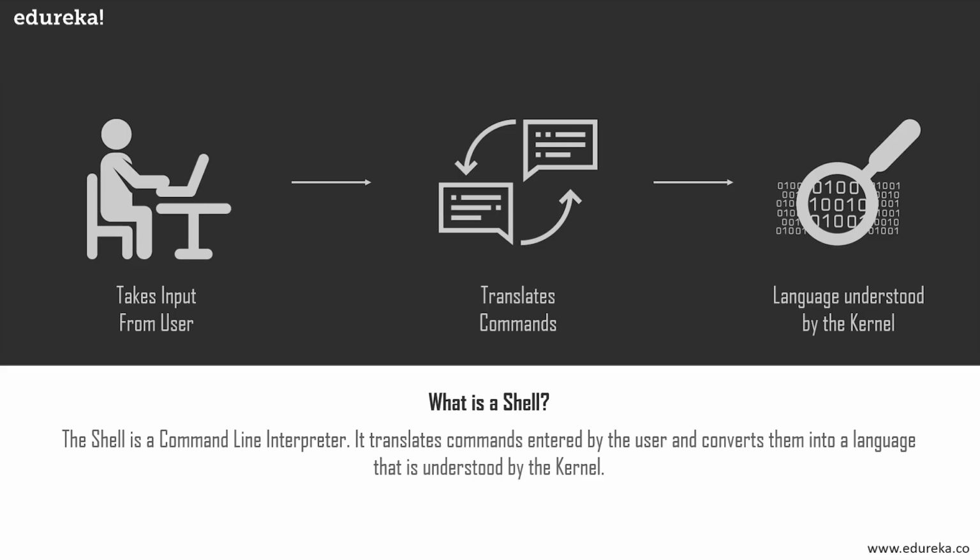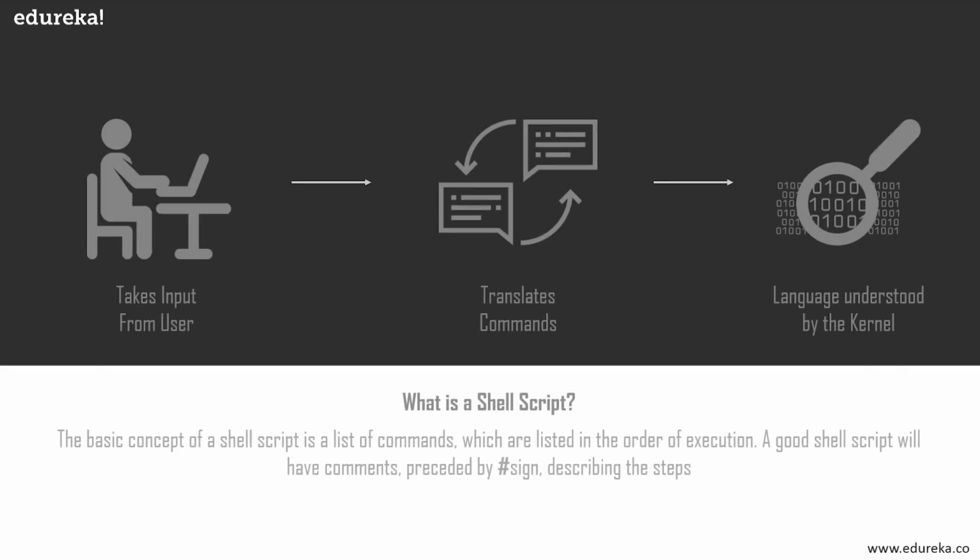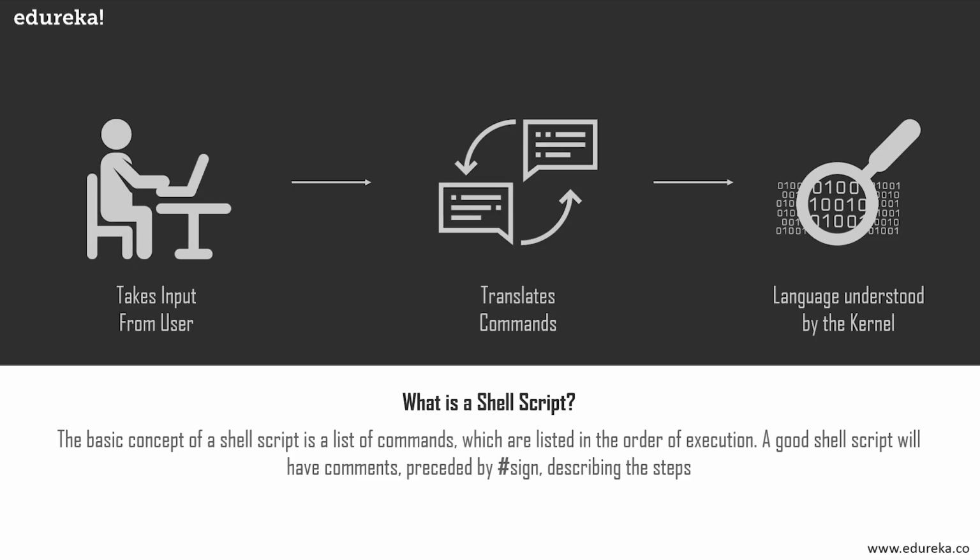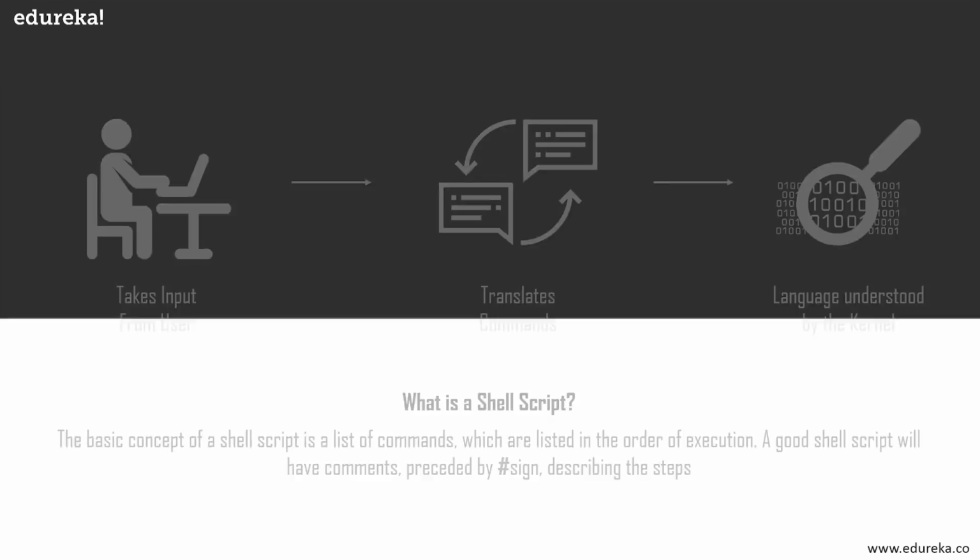From the shell, the direct derivative is the shell script. Now the basic concept of the shell script is that there will be a list of commands which are listed in the order of execution. A good shell script will have comments preceded by the hash sign. Now, it is not important for you to have hash-signed comments for your script to be executed. It is only good practice to have your steps hashed out so somebody else reading your script can understand what you want to do with it.